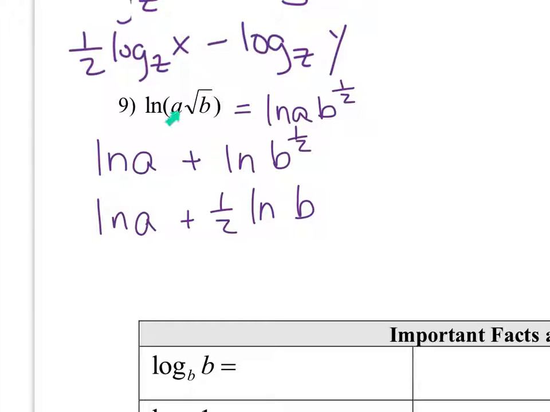Okay, with this one, these are added together. These are multiplied together, so we're going to add their logs. The b is the only one that has the 1/2 power, so the b gets the 1/2.